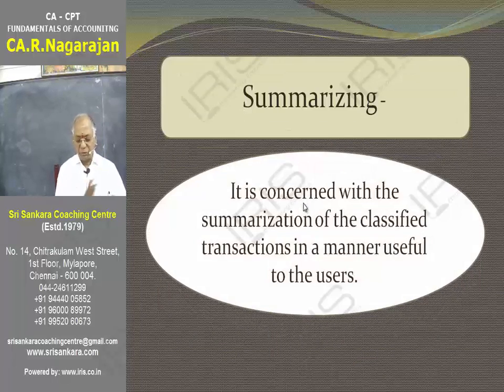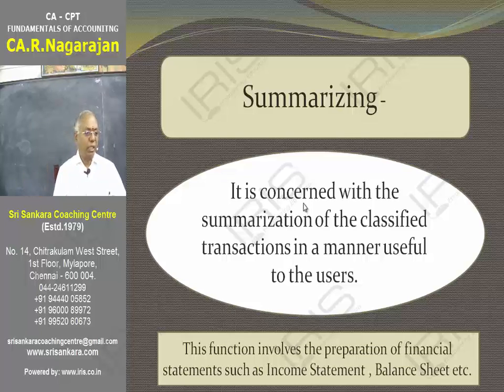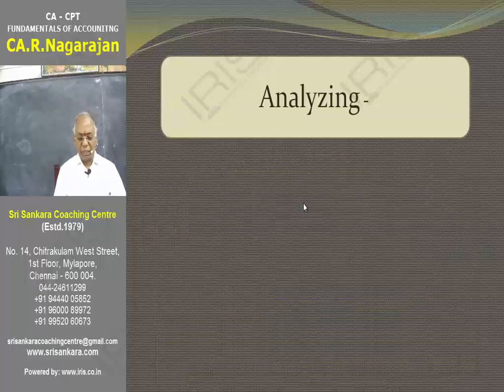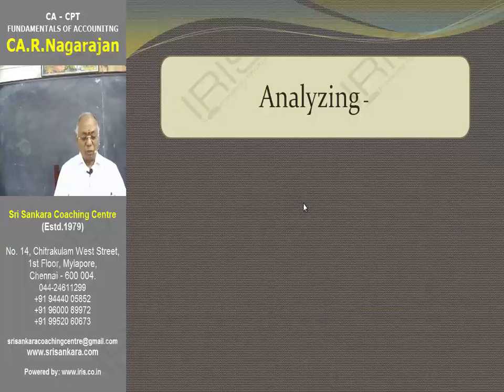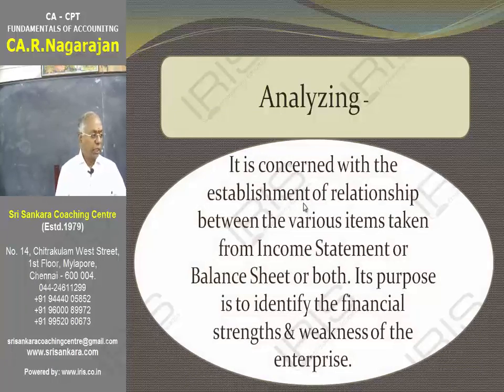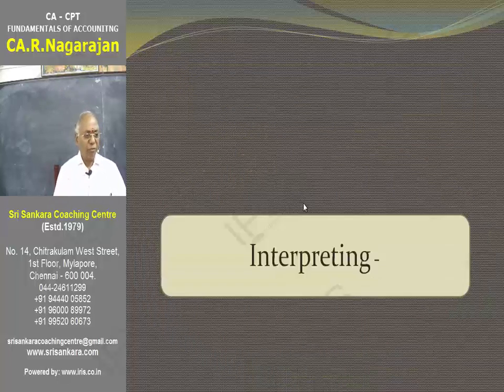Then summarizing. It is only classifying transactions in a more useful manner. It is to be considered whether it is a manufacturing activity, trading activity, or P&L activity. All that, as I told you, direct, indirect, all that. Then analyzing. What do you mean by analyzing? You are taking quite a few items of the income statement, quite a few items of the balance sheet, or within the items of income, within the items of the balance sheet, and you are trying to make some comparison and analyze. For so much of input, so much of output has come, and whether it is good or bad, profitability, all that we are talking about.